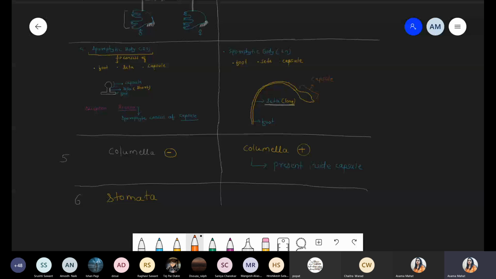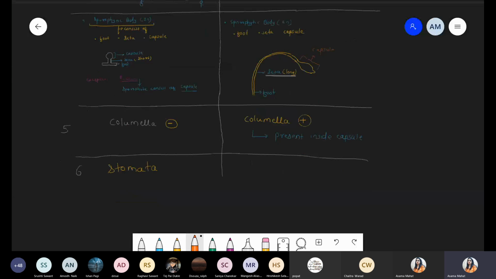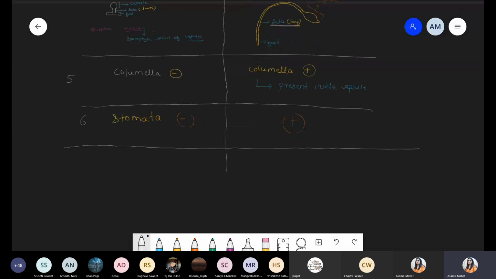What is the function of stomata? Exchange of gases, yes, and they are also responsible for transpiration, the loss of water. Such a stomatal structure is totally absent in liverworts, but it is present in mosses. These are the 6 points with respect to stomata. Stomata are absent in liverworts, but present in mosses. Now, next part, vascular tissue, number 7.